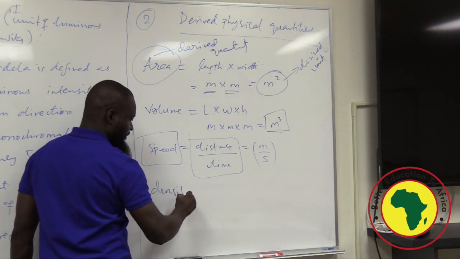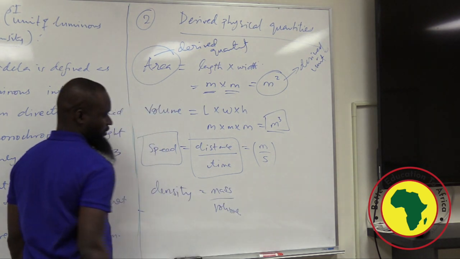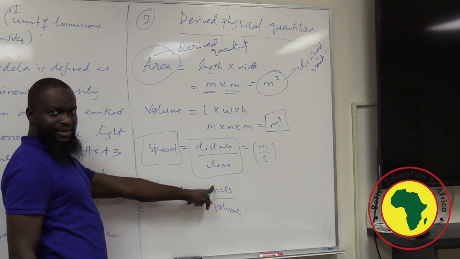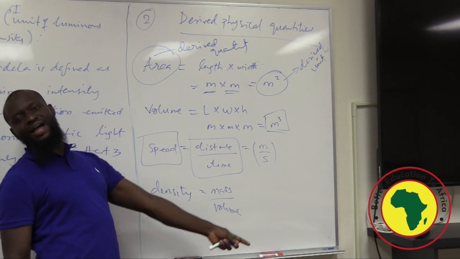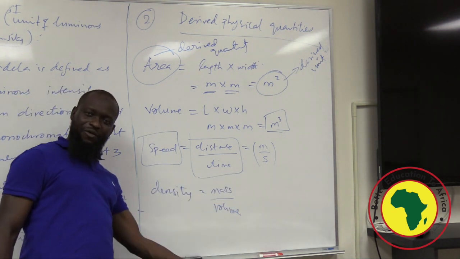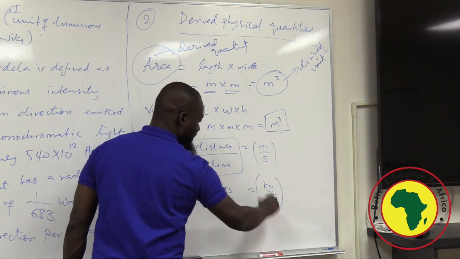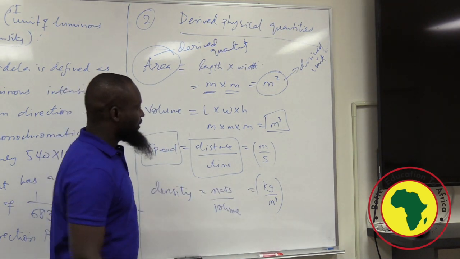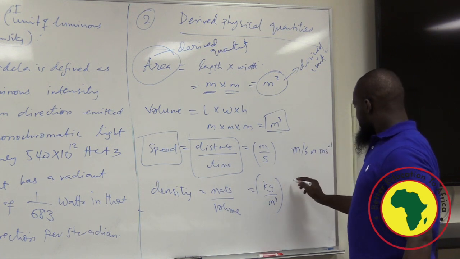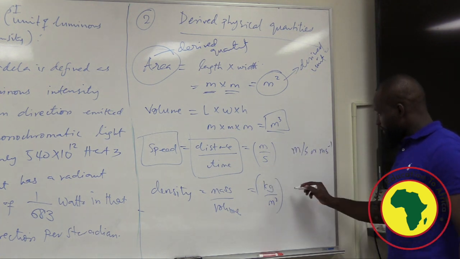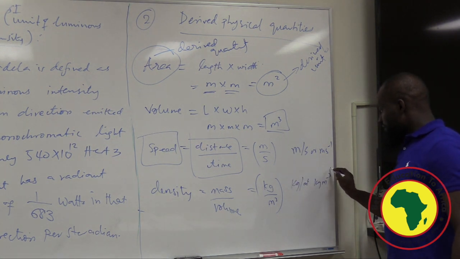Density is defined as mass divided by volume. Volume is derived and mass is fundamental, so density is further derived because it combines a fundamental and a derived quantity. It is measured in kilogram over meter cubed. So speed can be written as meters per second or meter second minus one. Density is kilogram per meter cube, or kilogram meters minus 3 when the meter cube comes up.